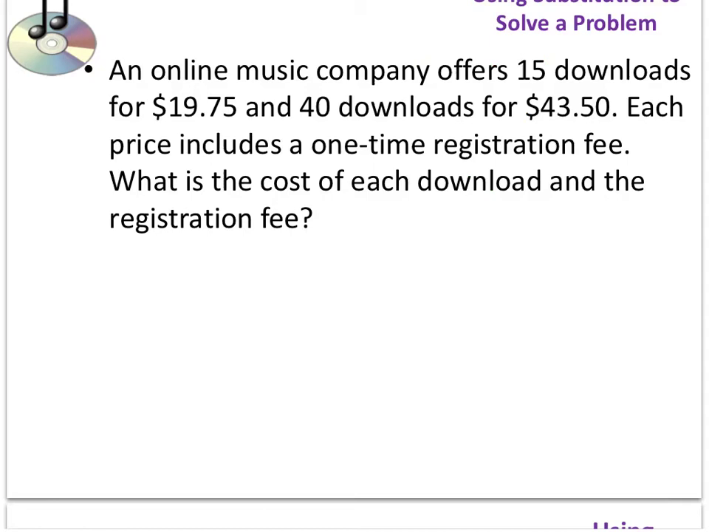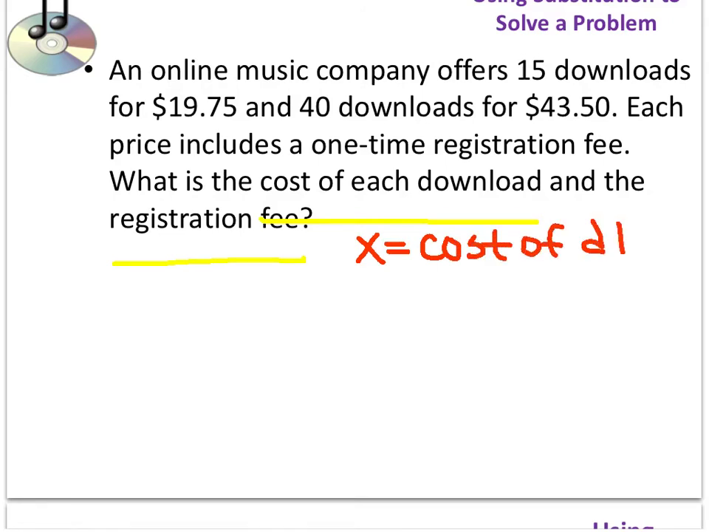All right, so an online music company offers 15 downloads for $19.75 and 40 downloads for $43.50. Each price includes a one-time registration fee. What is the cost of each download and the registration fee? So the method here is to first identify what are my unknowns, because remember I should have two, an x and a y, right? So what are my two unknowns? Well, I don't know the cost of each download and I don't know the registration fee. Okay, so let's go ahead and call cost of downloads x. And then I'm going to call the registration fee y.